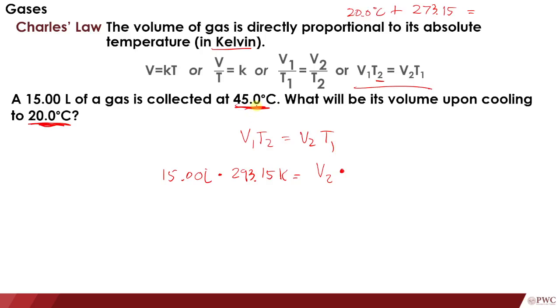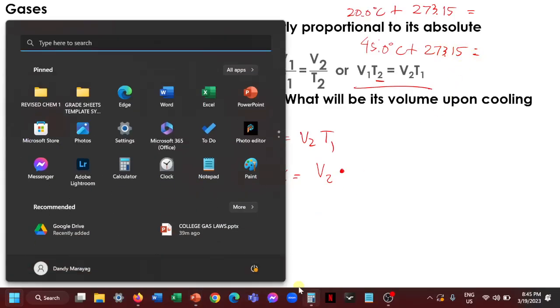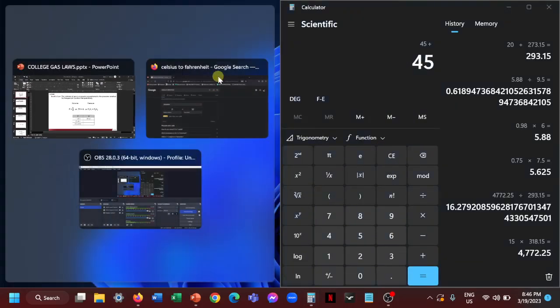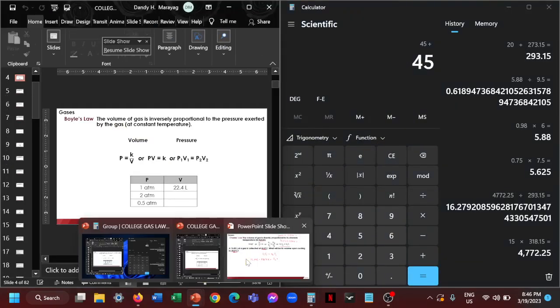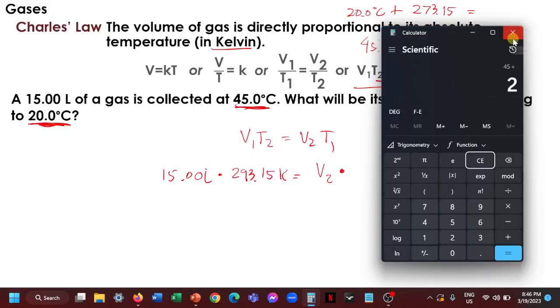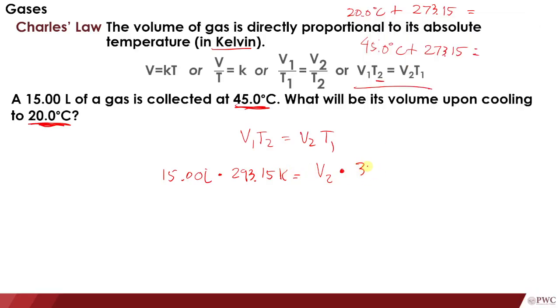The initial temperature is equal to 45 degrees Celsius. The same thing, this must be converted to Kelvin, so you add 273.15. Again, 45 plus 273.15, so we have 318.15 Kelvin. We're looking for V2, so what should we do? Divide both sides by this number, 318.15 Kelvin.